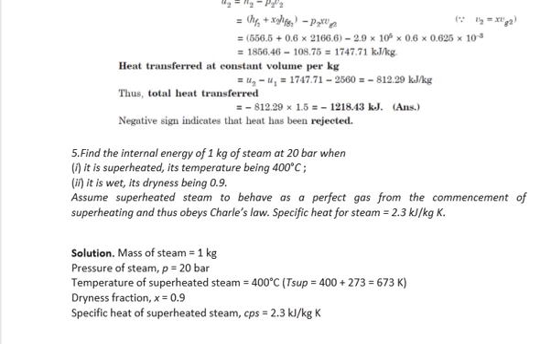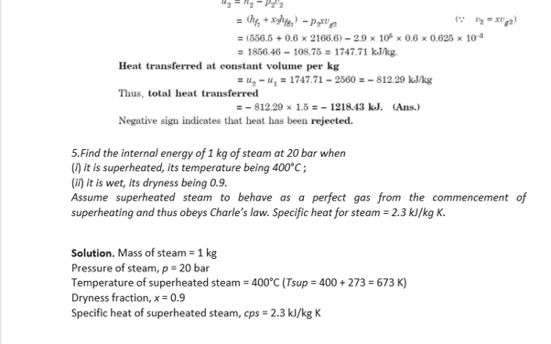Then you have to find the heat transfer at constant volume per kg, which is U2 minus U1, the internal energy at point 2 minus the internal energy at point 1. You will get minus 812.29 kJ per kg. This negative sign indicates that the heat is rejected.